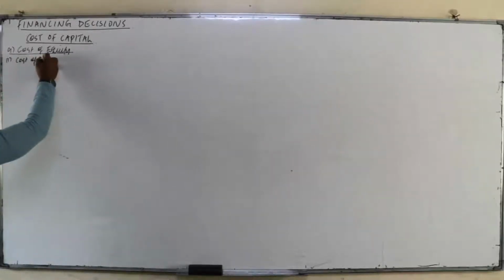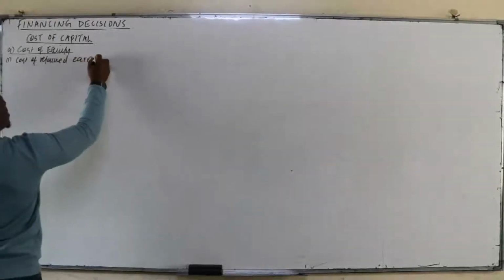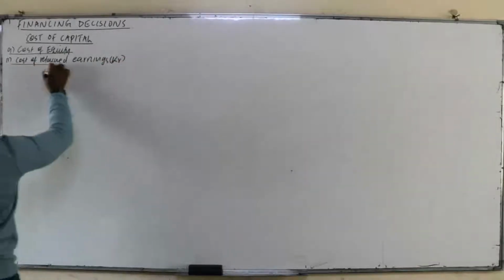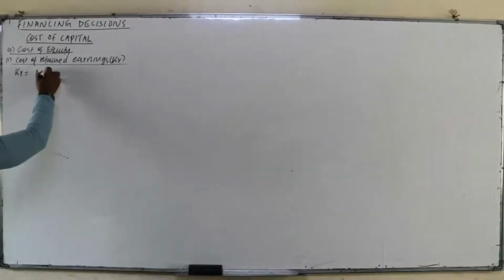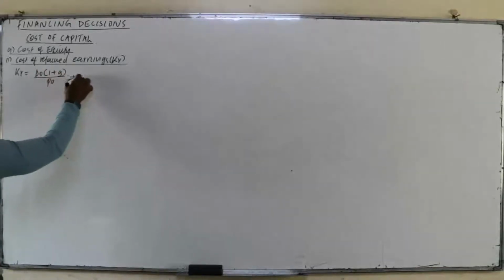Column A, we have the cost of retained earnings, denoted by KR. And how do we get the cost of retained earnings? To get the cost of retained earnings, we take D0(1+G)/P0 + G.